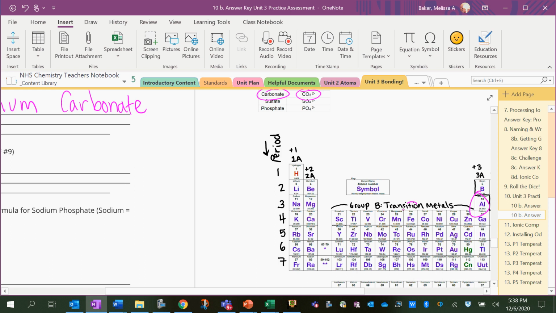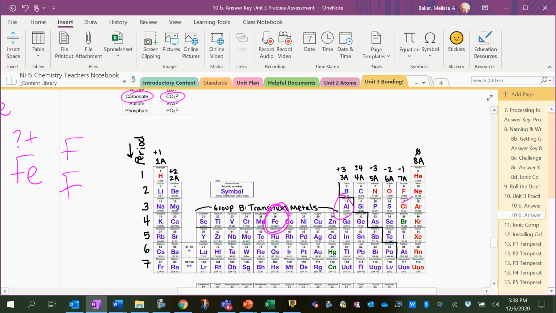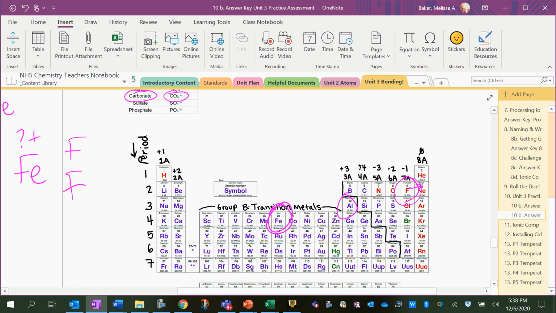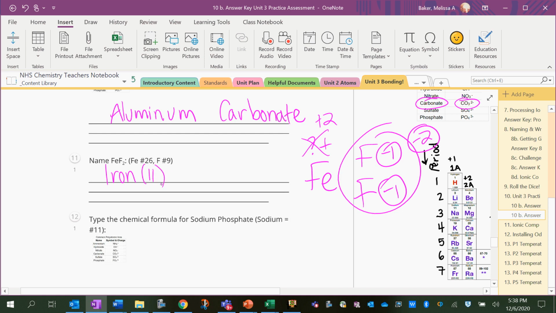But number 11 is Fe. It's a transition metal. So we've got to figure out what its charge is. It's bonded with 2 fluorines. Fluorine wants to gain 1 to be like neon. So each one of these will have a -1 charge. So in order to cancel out a -2 charge, iron must have a +2 charge. So this one's name would be iron Roman numeral 2 fluoride.